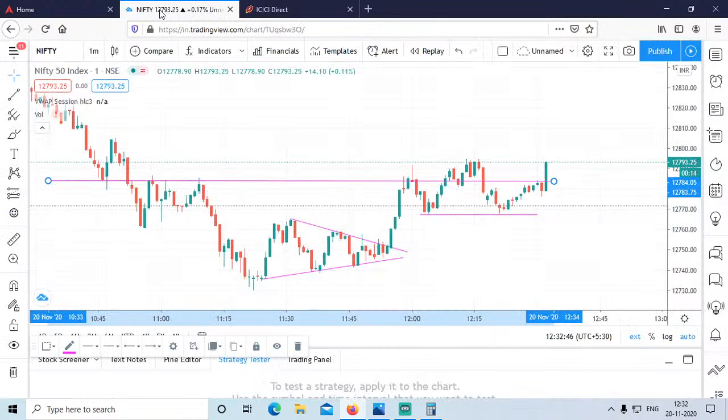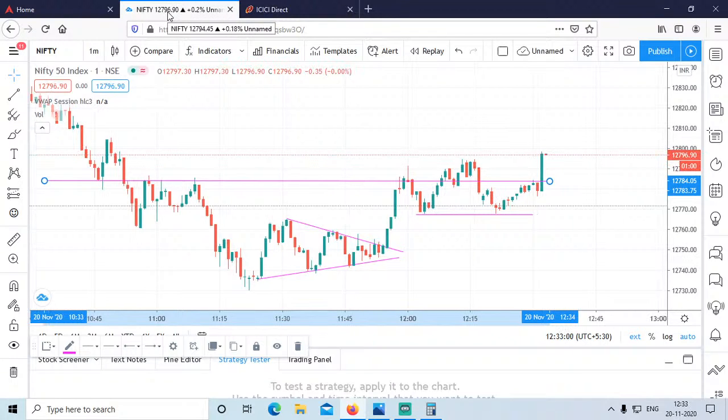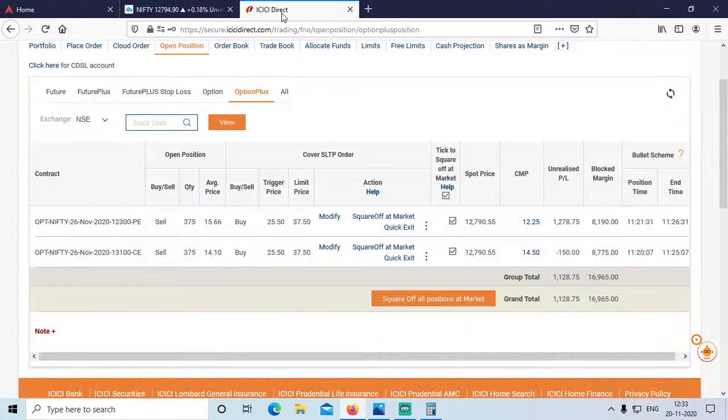Wow, a very big candle. 12,793. Wow, 12,797. Is it a false breakout or a very good breakout? Of course, if we are doing option buying, we cannot take this. It's all happening within a fraction of a second. But in option selling, we are not worried.